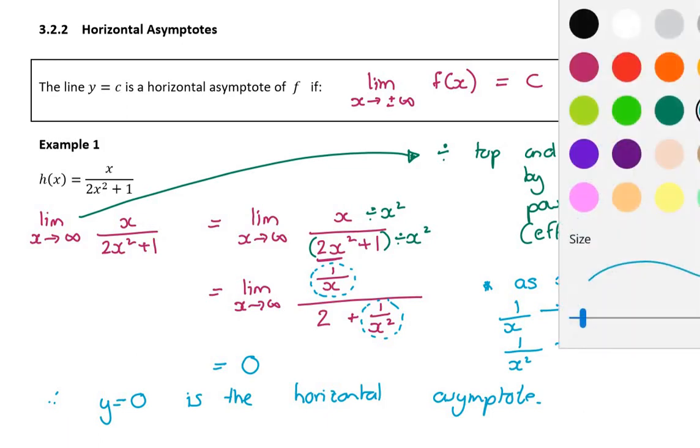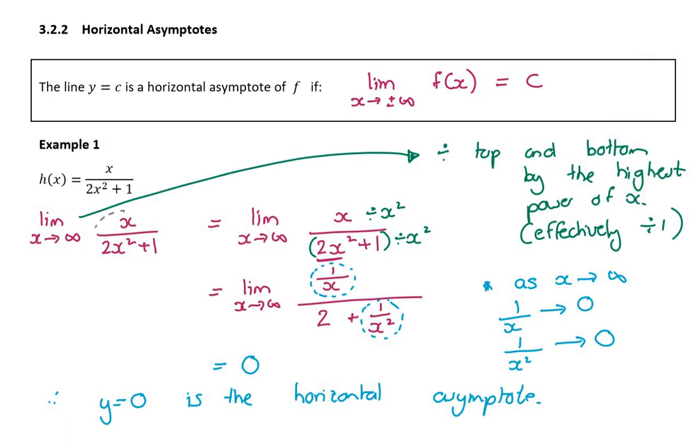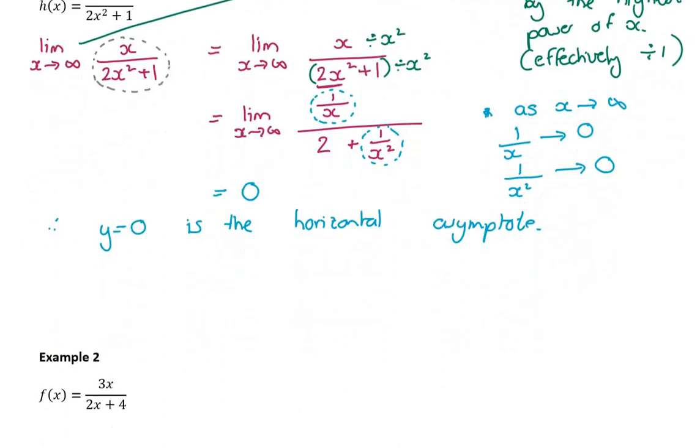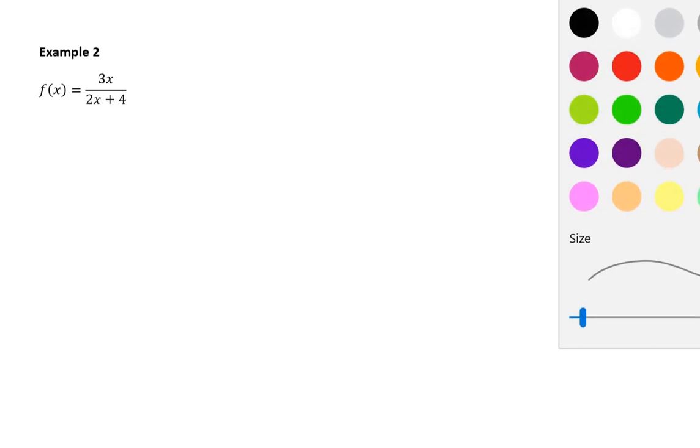So, just to note, because we need to pick up a trend, what do we notice about this? We notice that the highest exponent of x was on the bottom, and the bottom was 1 bigger than the top. So let's just try and pick up a trend. Okay, let's look at example 2. Example 2 says, f of x equals 3x over 2x plus 4. My question would be, does this have a horizontal asymptote? Well, to answer that, we'd have to ask ourselves, can we work out the limit as x tends to infinity of this function? Well, let's check.